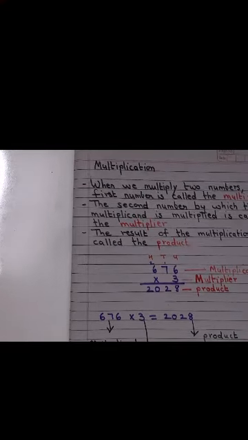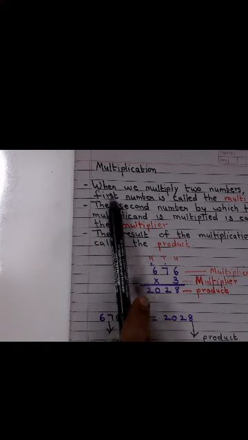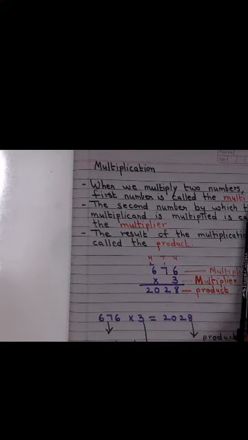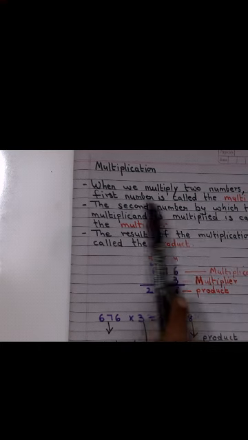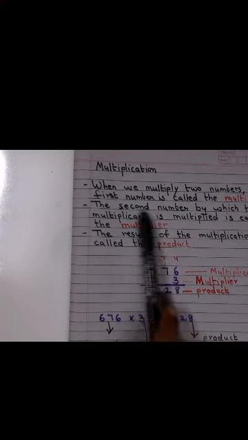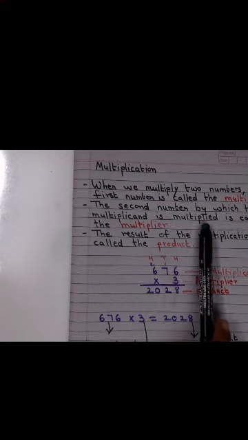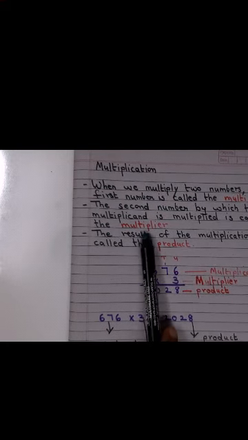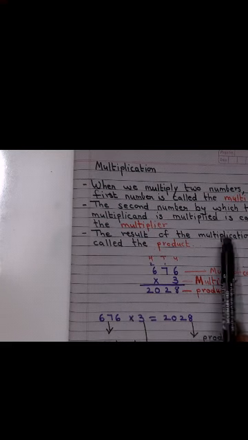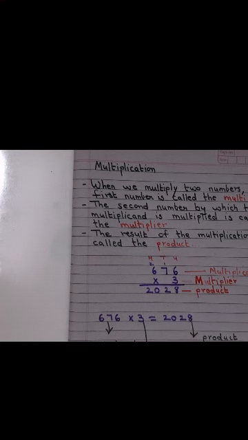So children, let's begin with, first children, we need to remember this. What is multiplication? When you multiply two numbers, the first number is called the multiplicand. The second number by which the multiplicand is multiplied is called the multiplier. The result of the multiplication is called the product.